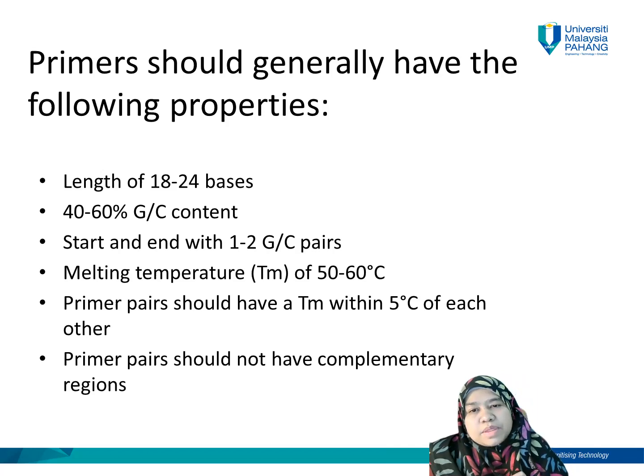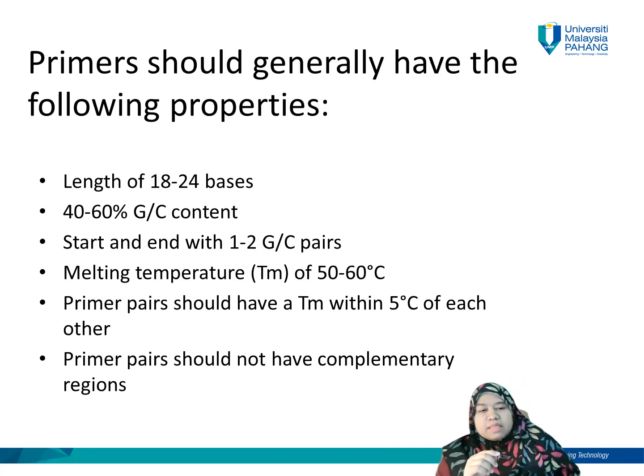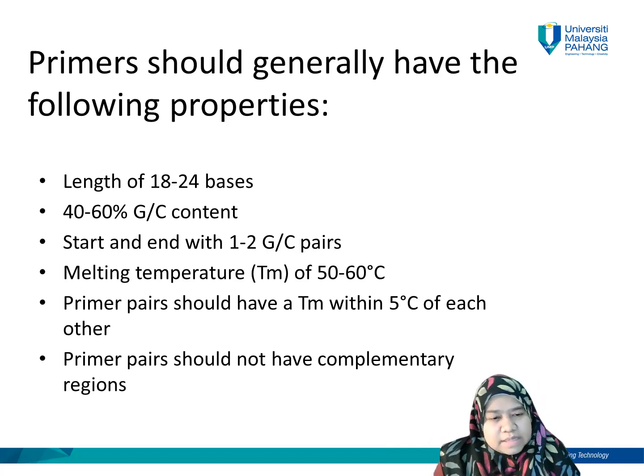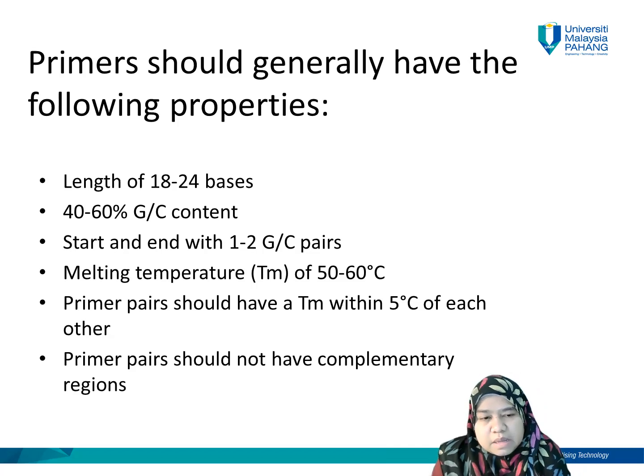Start and end with 1 to 2 G and C pairs. This is more known as a GC clamp. The end of the primer should have around 1 or 2 G and C, not more than that. If more than that, the binding of the primer to the DNA template is too strong, and then during the process of denaturation, it might not denature properly. So the GC clamp is important as well.